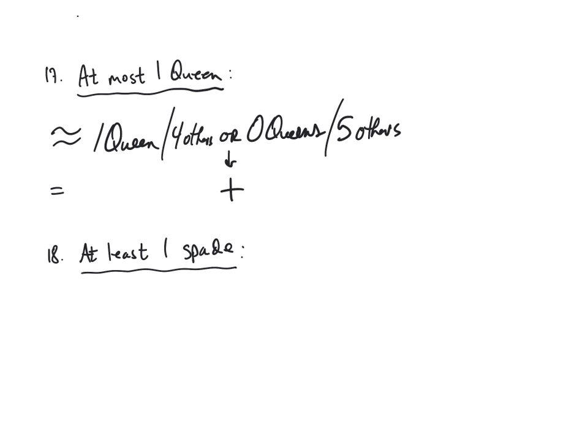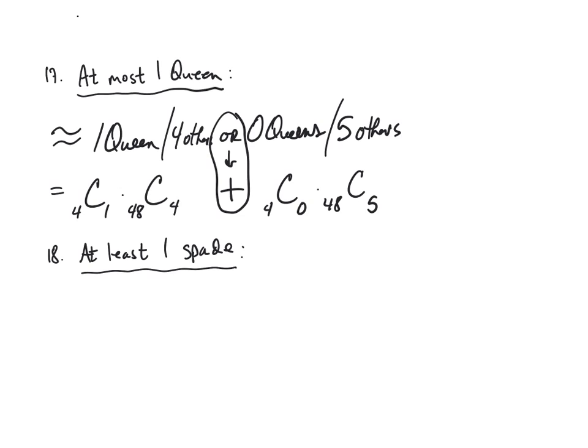Okay? And so to do that calculation, the or, again, tells us to add. How many ways can we pick a queen? Well, there's 4 queens in a deck, and we're supposed to pick 1. But what goes along with that is 4 others. How many other cards are in a deck? 48, and we're supposed to select 4. And with our other option, again, or is addition. How many ways can we pick 0 queens? Well, there's 4 total queens in a deck, and we're supposed to pick 0 of them. And then from the 48 other cards, we have to select 5.